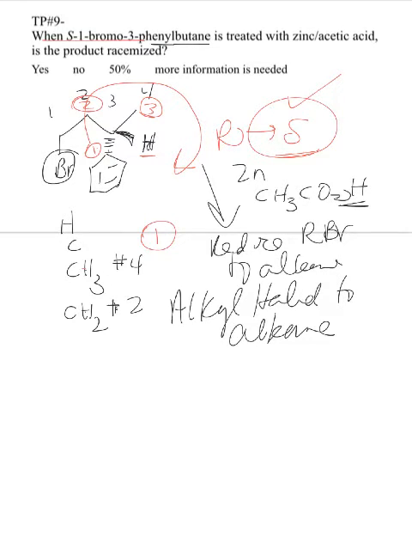So then when you draw this, you draw 1, 2, 3, draw your phenyl and your hydrogen here. 1, 2, 3, 4. So all you did was reduce off the bromine here. So is it racemized? No, it didn't even touch this carbon 3, and that's your asymmetric center. So no, it's still the same. It's still going to be S.